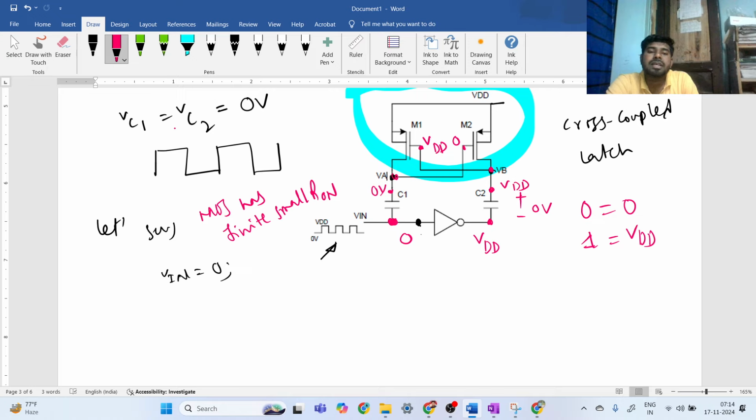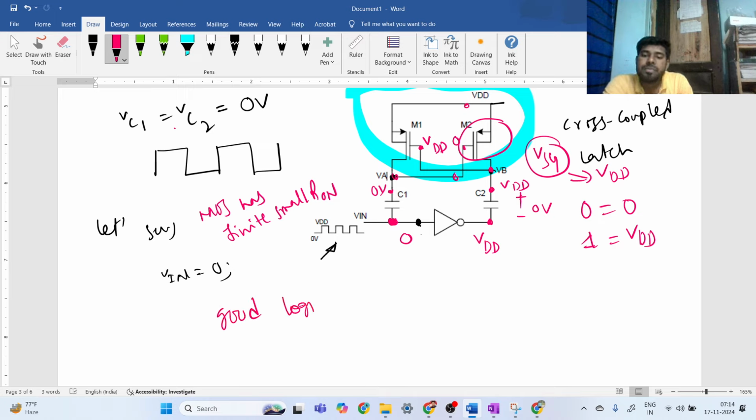So now what will happen? This M2 MOSFET will turn on because it is getting sufficient VSG, a VSG of VDD, because this is 0 and this is VDD. So it will turn on, and this PMOS is a good pass of logic high. So this VDD will reach there, right?